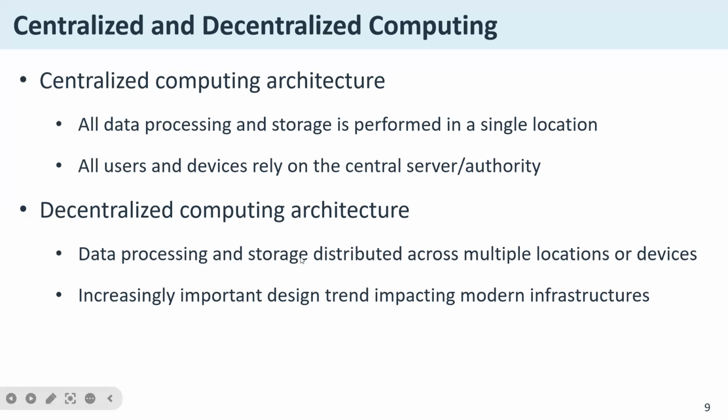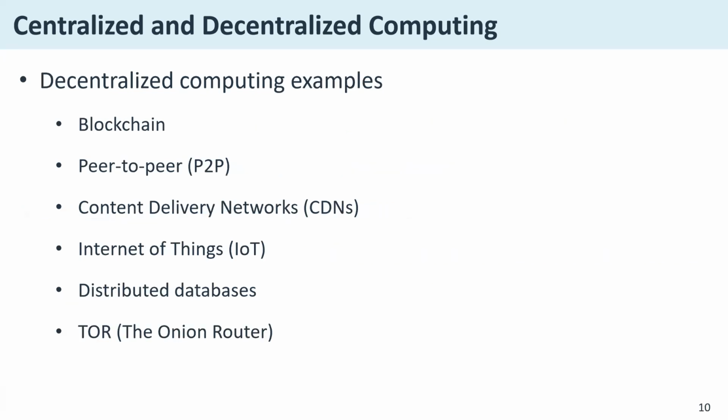So this is the difference between a centralized computing architecture and a decentralized computing architecture. Some examples of decentralized computing architecture are blockchain, P2P, that's peer-to-peer, content delivery network, Internet of Things, distributed databases, and the onion router.